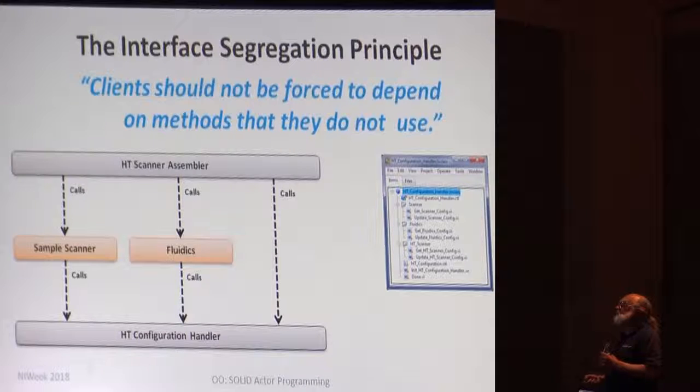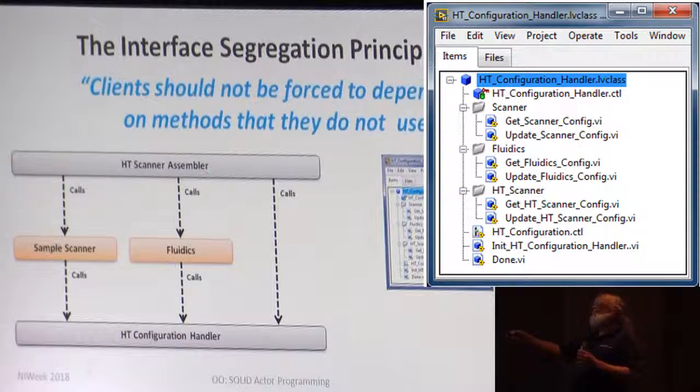The last one, the fifth, is interface segregation principle. Clients should not be forced to depend on methods that they do not use. Sometimes this is called fat interfaces. So an example is we added fluidics to our scanner, and fluidics need configuration, and sample scanner needs configuration, so you create a configuration handler class object, and they call it directly. And this is the interface that kind of satisfies needs of both classes and the assembler. This is called the fat interface because sample scanner doesn't need all this stuff.